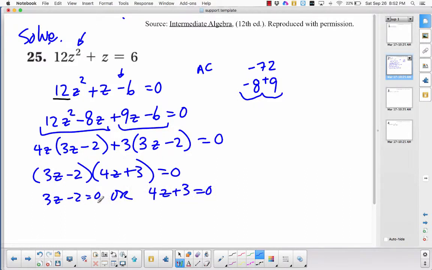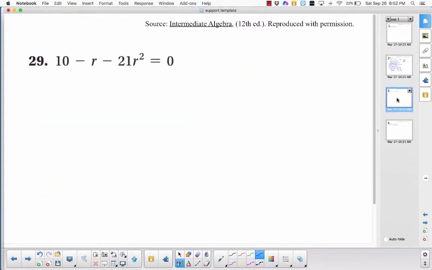To solve, I'd add 2 to each side, so it'd be 3z is equal to 2, and then divide both sides by 3. So 2/3. Same thing on this one: 4z equals negative 3, divide each side by 4, and I get negative 3/4. So those are my two answers. Let's try another one similar.